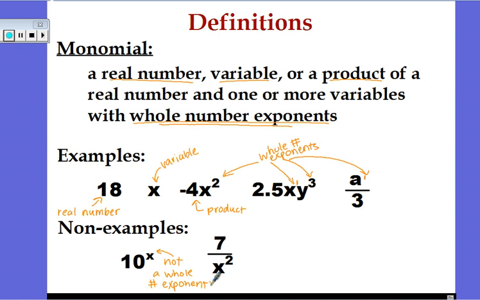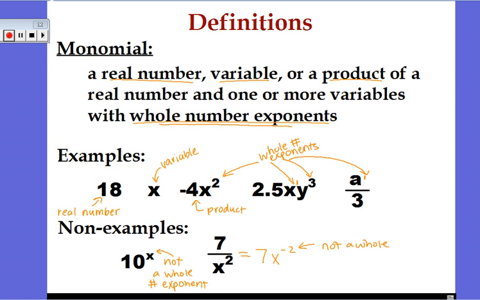Okay, we also have something like 7 over x squared. Okay, when we have 7 over x squared, that is equal to 7 over x to the negative second. We'll talk about why when we get to a review of negative and zero exponents. But what you basically need to know with that is that negative exponent is not a whole number. Okay, so remember, whole numbers again are any of the positive numbers and zero. Okay, so that's monomials.